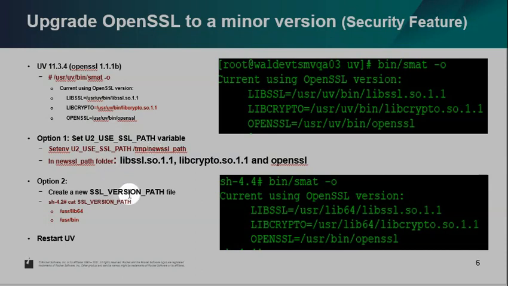Another option: they have 3 files related to OpenSSL. If you have multiple versions, then you can use another way, creating a file called SSL_VERSION_PATH that includes 2 different folders. One is usr lib64, and the other is the usr bin folder. After you set it and restart, you can run smat -o option. When you read the output, you will see libSSL comes from lib64, libcrypto comes from lib64, but OpenSSL is actually from the usr bin folder.